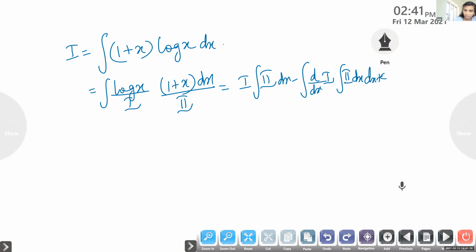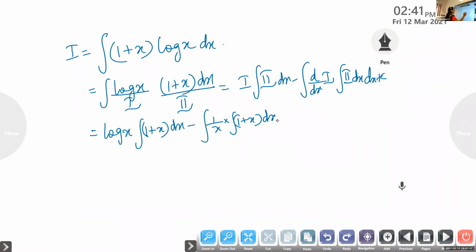Log x into 1 plus x dx, minus 1 by x into the integral of 1 plus x dx, plus c. Very good, it is correct. For this integral, I'm writing dx. Now, that is log x into, what is the integral of 1 plus x?